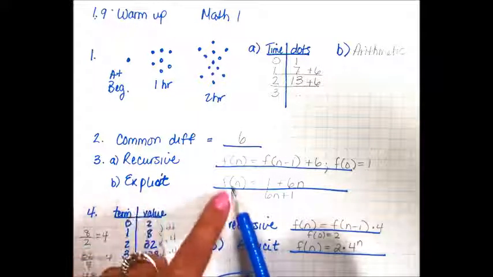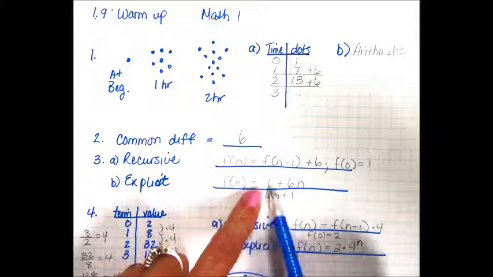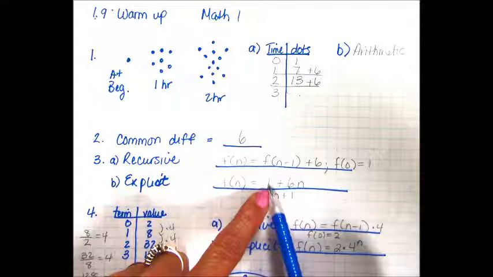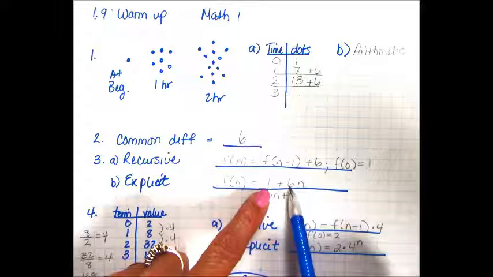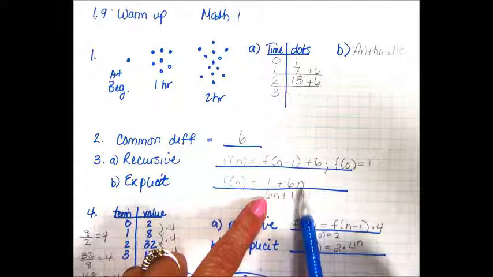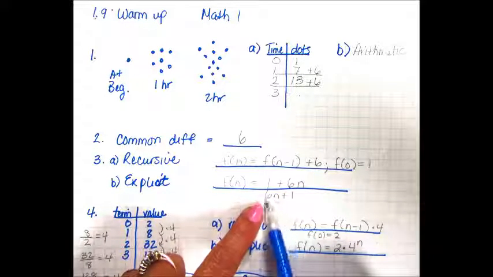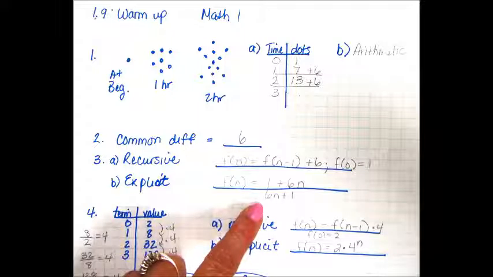Explicit then looks like this. The f of n is equal to my 0 term, where the beginning is 1, and then we're adding 6 every time. So 1 plus 6n. Or you could have 6n plus 1.